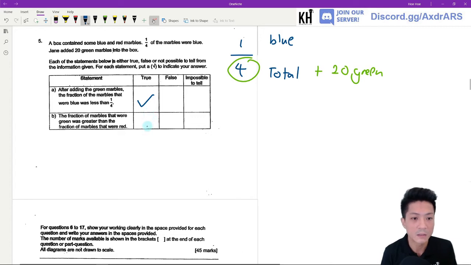Part B, the fraction of marbles that were green was greater than the fraction of marbles that were red. Okay, I don't think we can tell if the fraction of marbles that were green was greater than the fraction of marbles that were red, because the question did not provide us with any information about the number of blue or the red marbles. So in this case, it's not possible to tell.